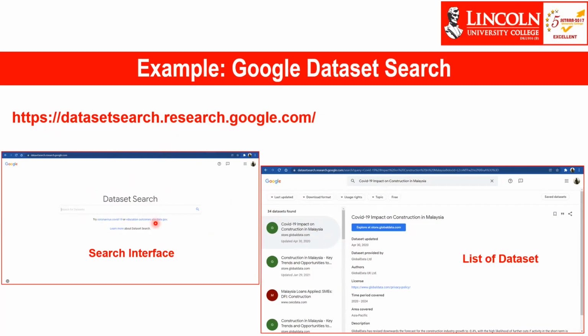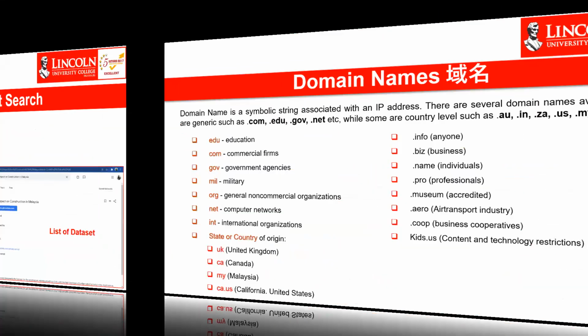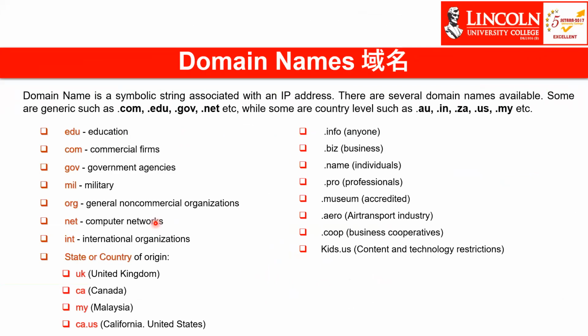This is very important because it will speed up your research work. Now, we want to mention domain names. Domain names are very important, and a domain name is actually the symbolic string associated with an IP address. There are several domain names available. Some are generic, such as .com, .edu, .gov, .net, and so on, while some are country level, such as .my, .au, .in, and so on.